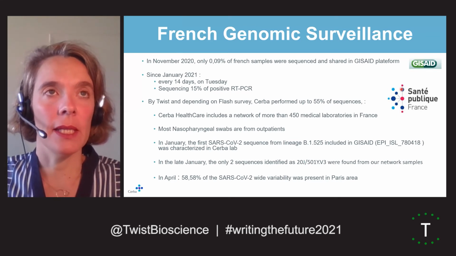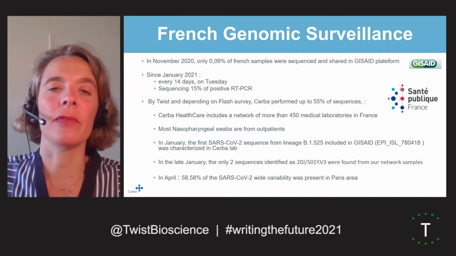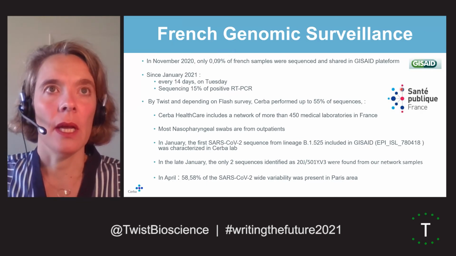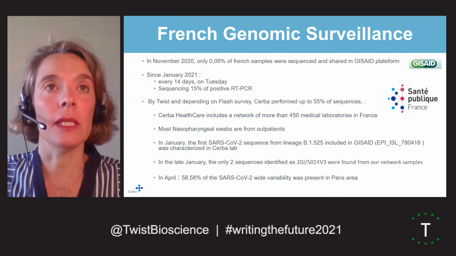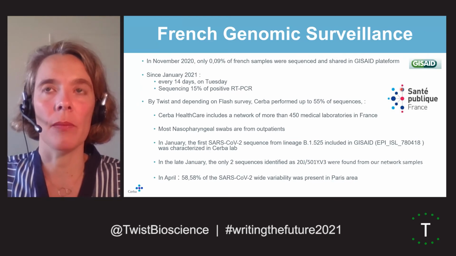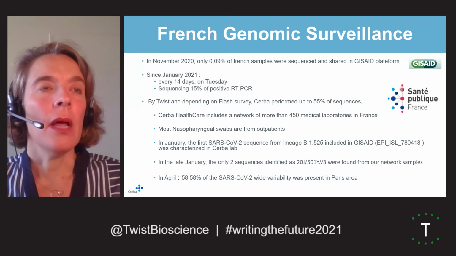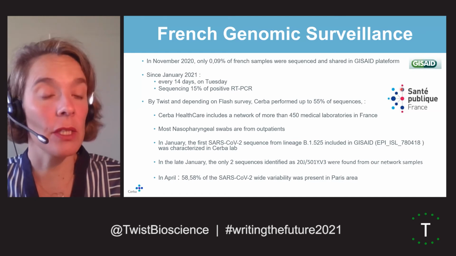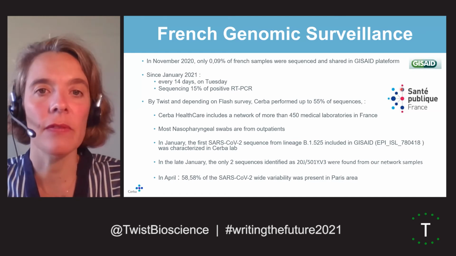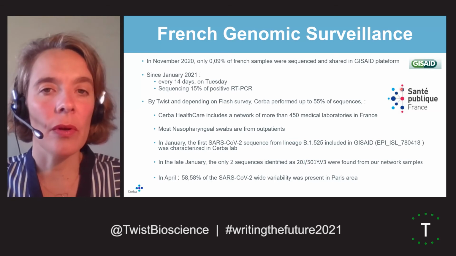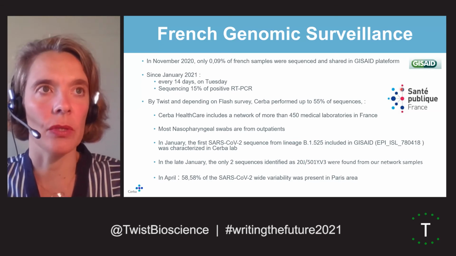By Twist, and depending on the flash survey, Cerba performed up to 55% of sequences. It is thanks to its network of more than 450 medical laboratories in France. Most are nasopharyngeal swabs from outpatients. That's why it is representative of circulating variants all around the country.